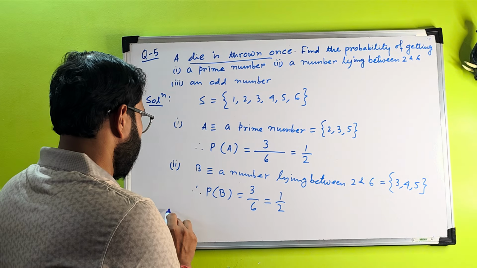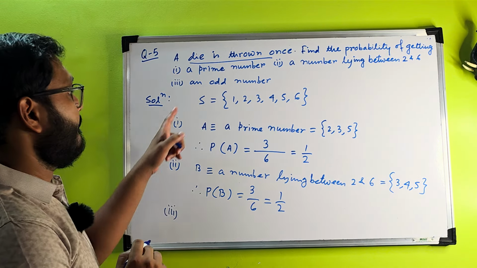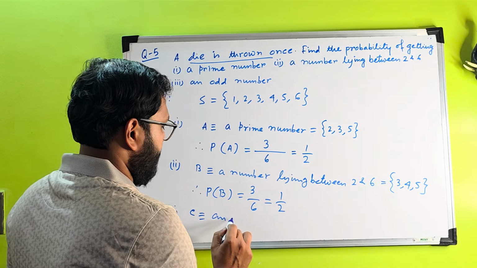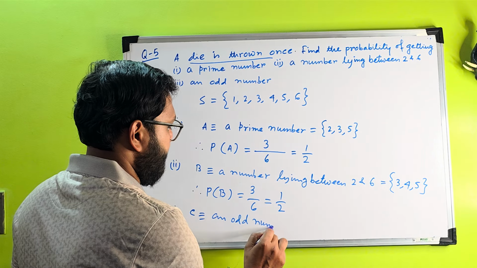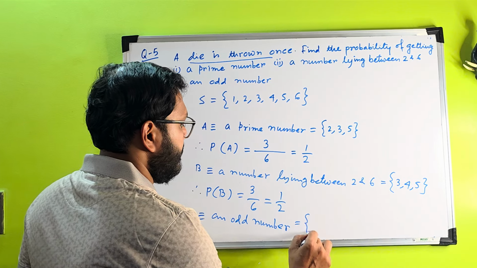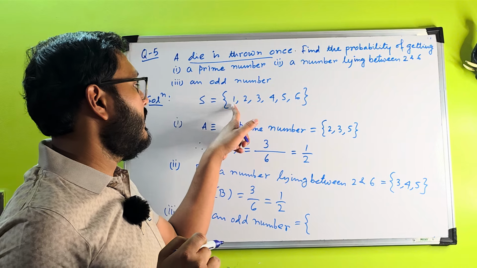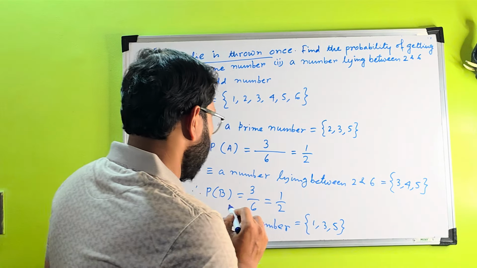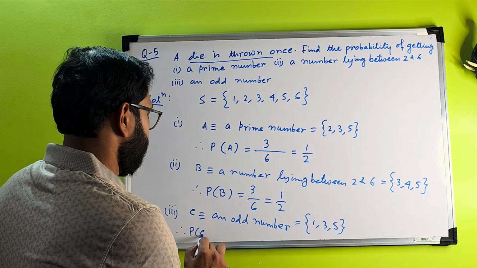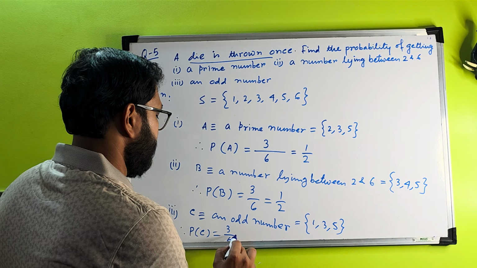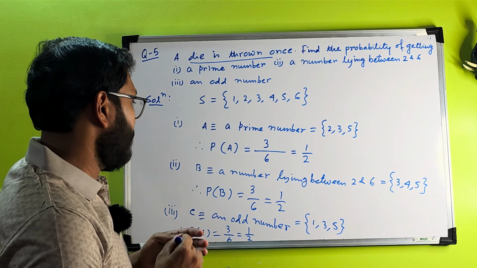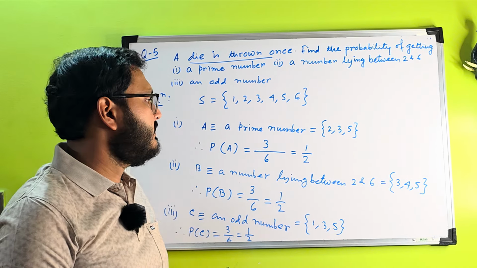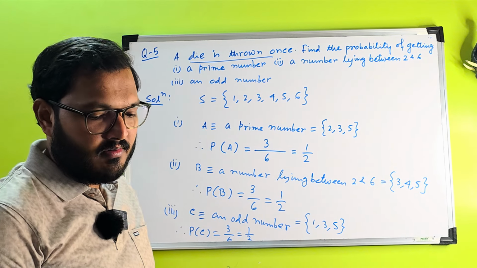Okay, and the last one, an odd number. I think we solved this one. An odd number. So which are odd in this sample space? 1, 3, 5. We know that. So hence probability of C equals the same, 3 by 6 equal to 1 by 2. So all the probabilities of them are the same. Okay. I hope this problem is clear. Let's go to the next problem.